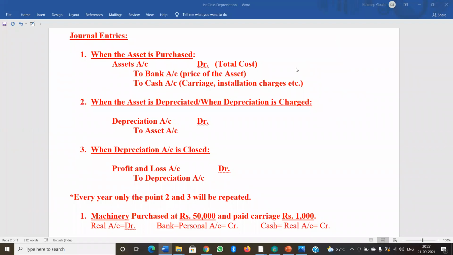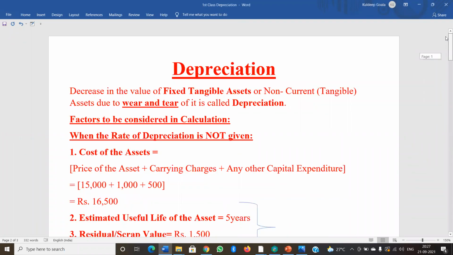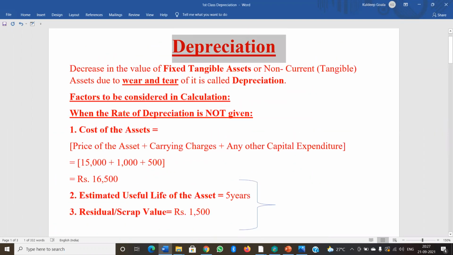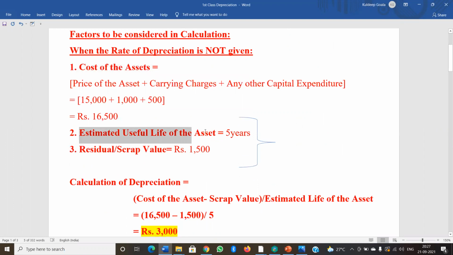So, my dear students, today we will continue with depreciation, as we have discussed the other day. We have discussed the situations. What are the things we have to consider? The cost of the asset, estimated useful life of the asset, and the residual or scrap value.